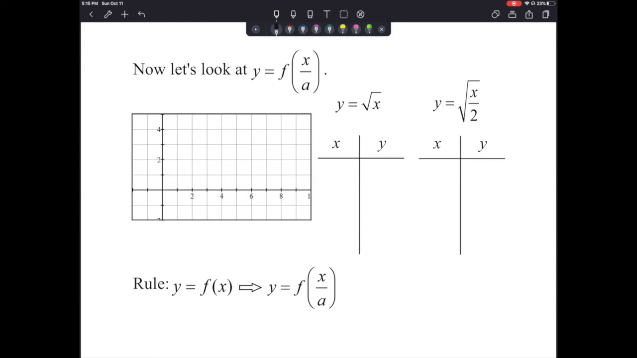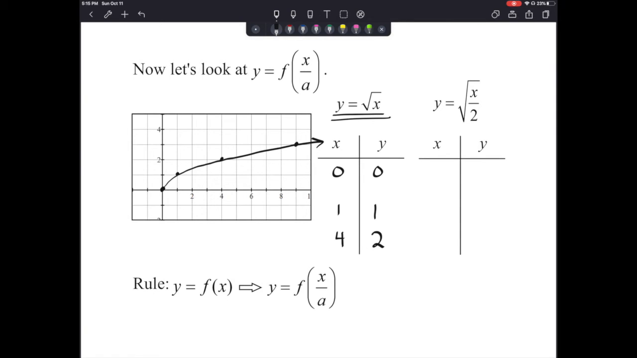So we're going to start this one the exact same way. We're using the same parent graph, y equals the square root of x. So 0, 1, and 4. Square root of 0 is 0, 1 is 1, and the square root of 4 is 2. We'll go ahead and plot those on here. And heck, I think we could fit in there 9, 3 as well. Let's go ahead and put that on there.